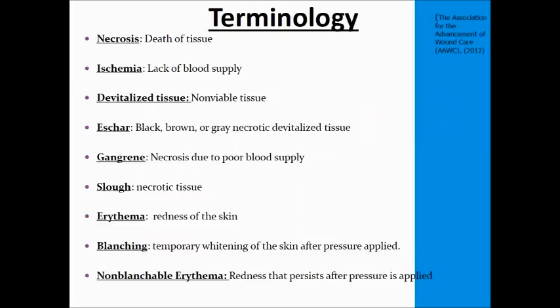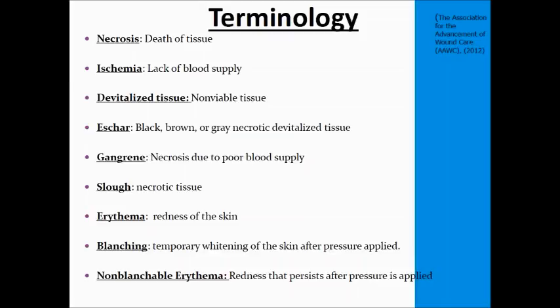More terminology. These are a lot of terms that describe dead tissue. Necrosis is death of tissue, black, brown, yellow, green tissue. Ischemia is the lack of blood supply leading to cellular damage, and if not alleviated, can cause tissue necrosis with your pressure wounds. Devitalized tissue is also known as non-viable or dead tissue. Eschar is that black, brown, or gray necrotic devitalized tissue. This may be firmly adherent to a wound bed surface or retracting from the wound edges.